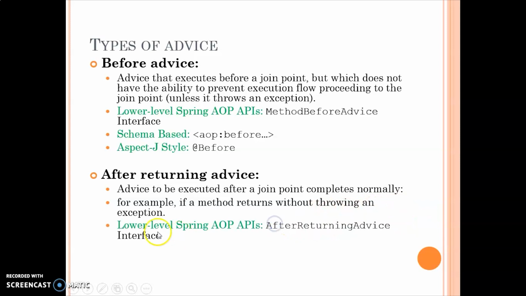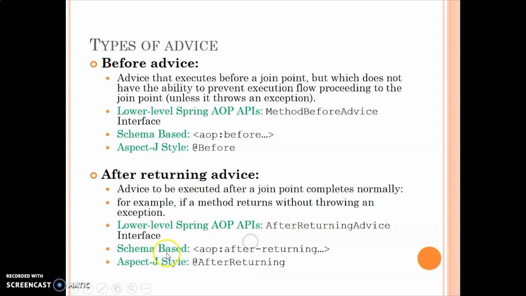Okay, again we have three different implementations. The lower level Spring AOP, for which we need to use the AfterReturningAdvice interface. Then schema based implementation, for that we need to use the aop:after-returning tag. Okay, that is the tag that you need to use if you want a schema based implementation of your after returning advice. And finally, for AspectJ implementation, you need the @AfterReturning annotation which can be used over the method.